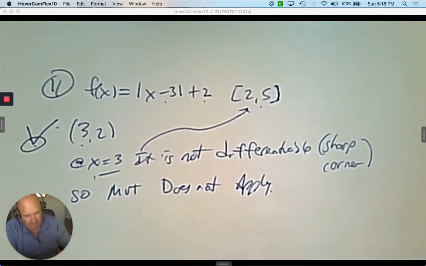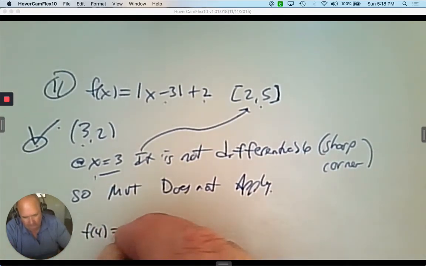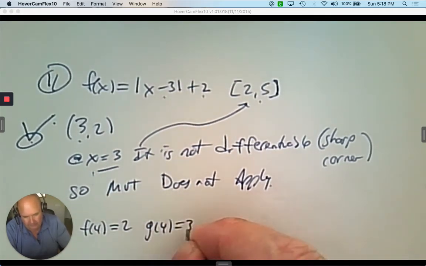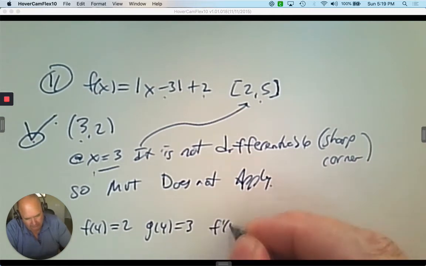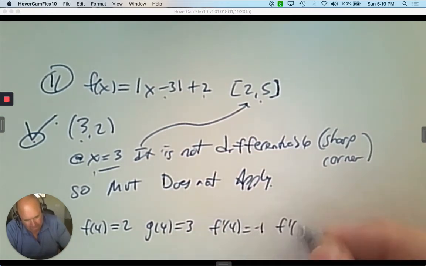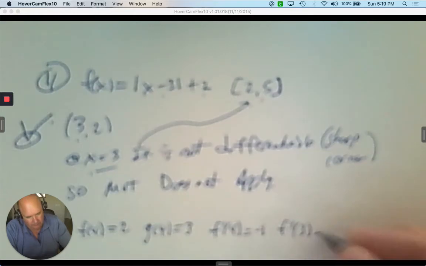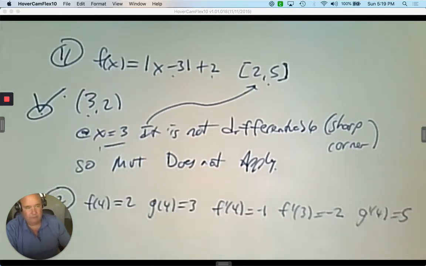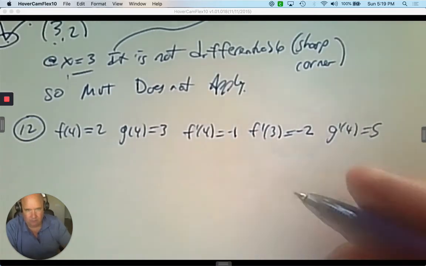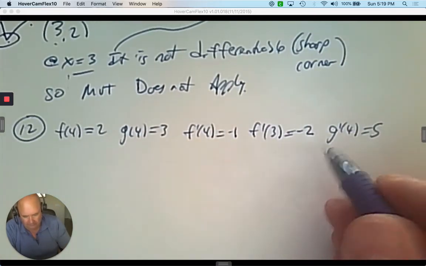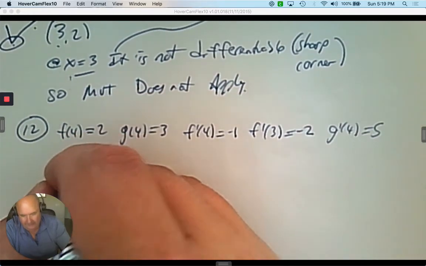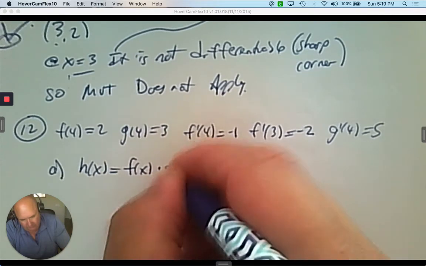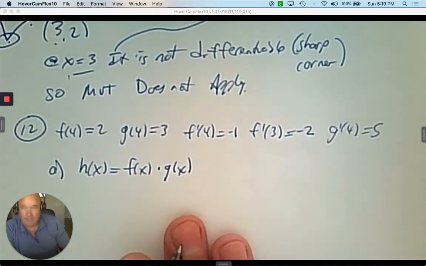All right, given a bunch of information, I'll write it down. f of 4 is 2, g of 4 equals 3. The derivative of f at 4 equals -1. The derivative at 3 equals -2. And the derivative of g at 4 equals 5. So here's a great kind of AP type of question when they give you all kinds of different values. And then for part A, it says h of x equals f of x times g of x. So totally AP style question here.